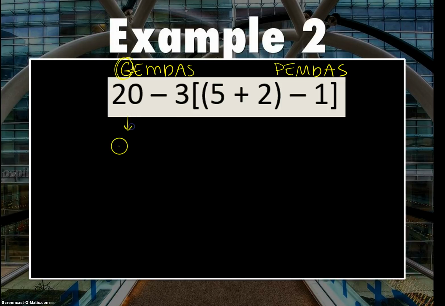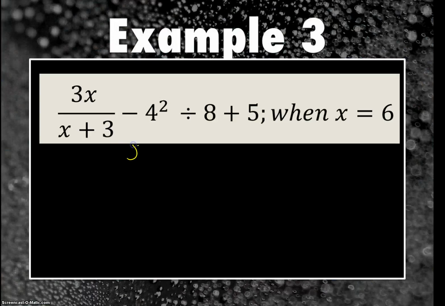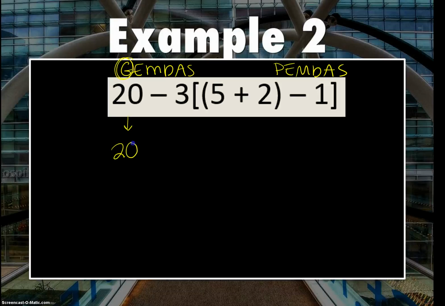If it's not inside the grouping symbol, it comes straight down. So I have 20 minus 3, and I'm doing the innermost grouping symbol first. I'm going to do 5 plus 2. 5 plus 2 gets you 7. And as soon as you perform the operation inside your grouping symbols, your grouping symbol disappears.